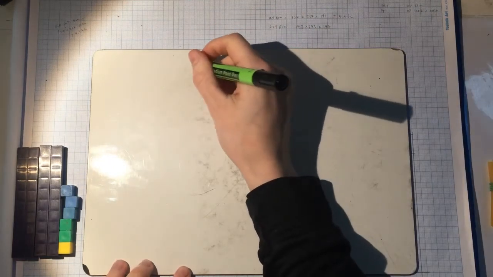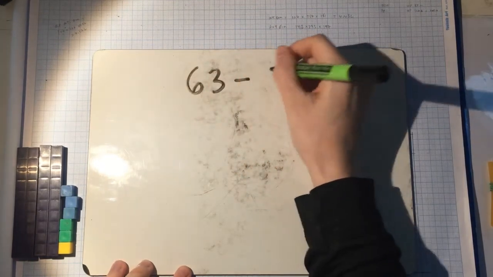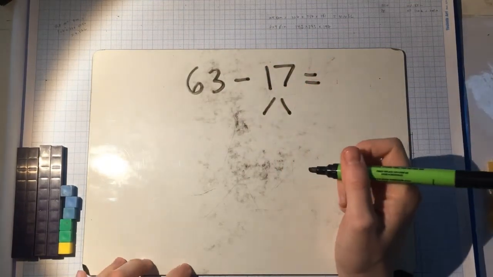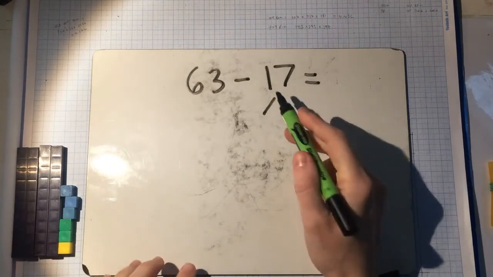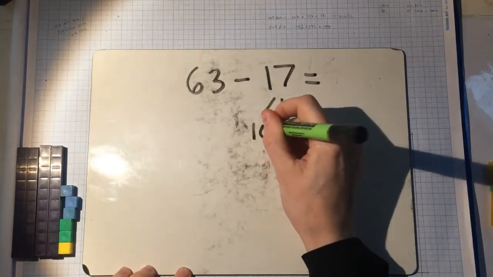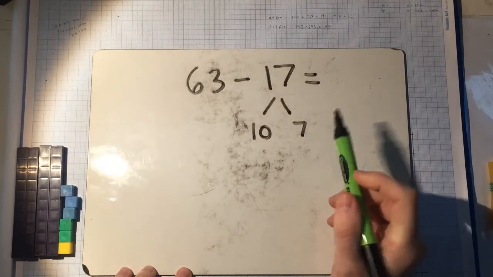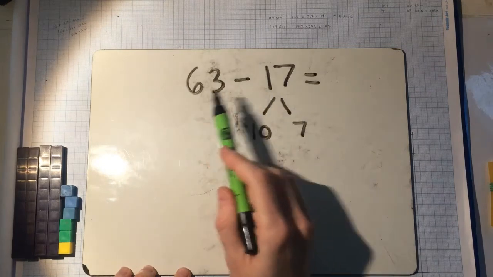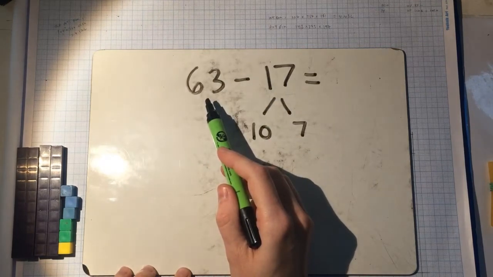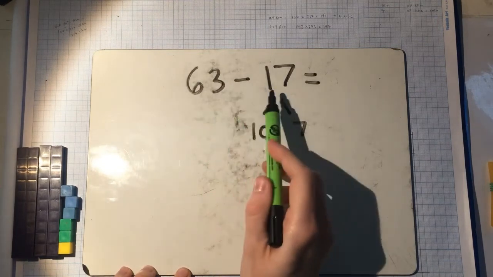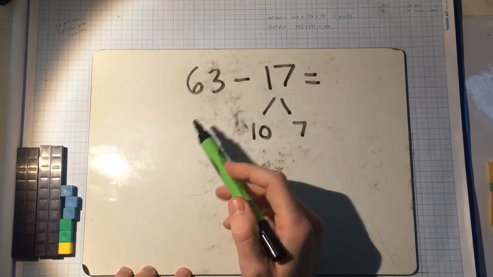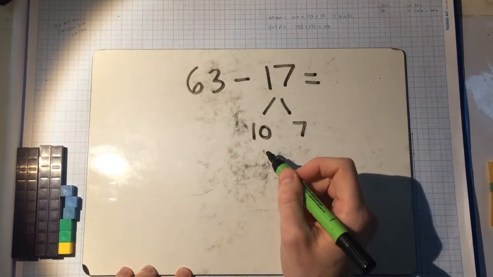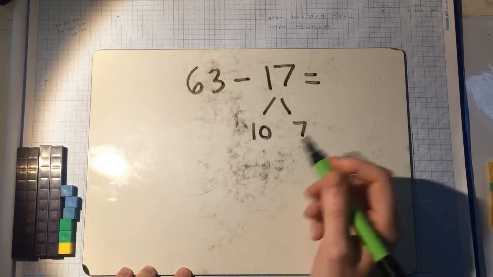So if we take the same equation again, this time children, if they don't need to use the resources, can just straight away partition the 17 into 10 and 7. Now it's really important that children just partition or split that second number. They don't split both numbers. They've been taught with addition that they can split both numbers to find the answer, but it's more efficient here if they just split that second number. So that's what I'm going to show you to do.